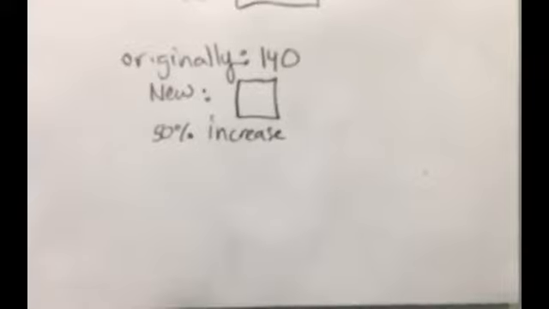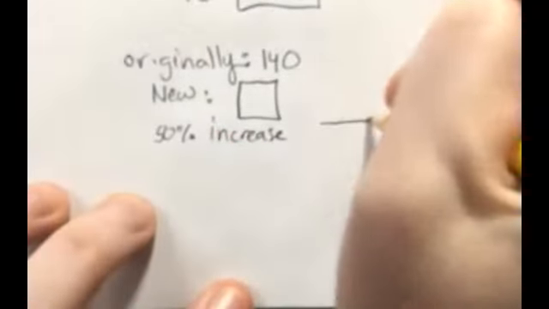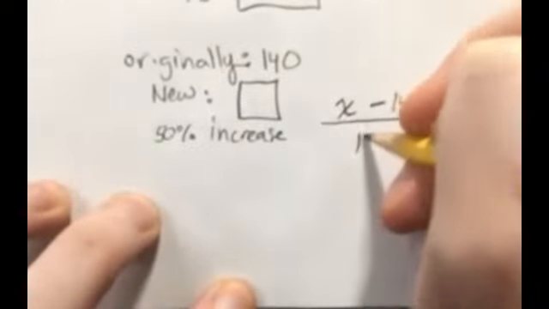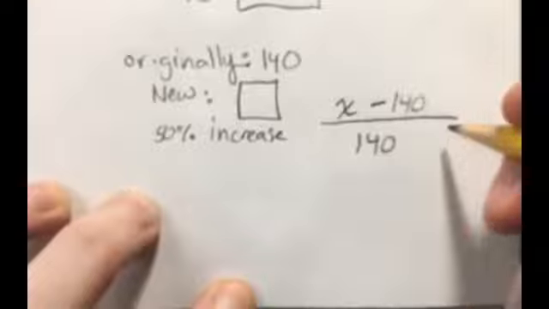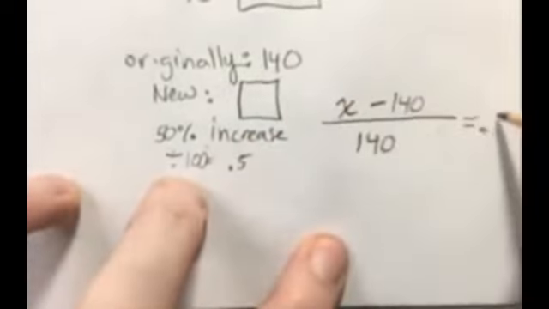All right, so this time you're given the original price of $140. You have to figure out the new price and it's a 50% increase. Well, you know the new price has to be more. So in order to find the difference in the change up at the top, you're going to take the new, that's your X value, minus your original, 140. 140 on the bottom because that's your original. And then remember, 50%, convert that to a decimal, divide by 100. That ends up getting 0.5. So this should equal 0.5.